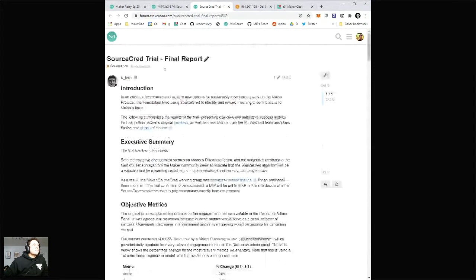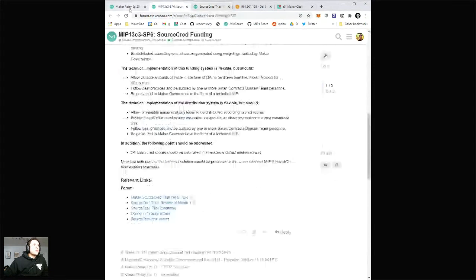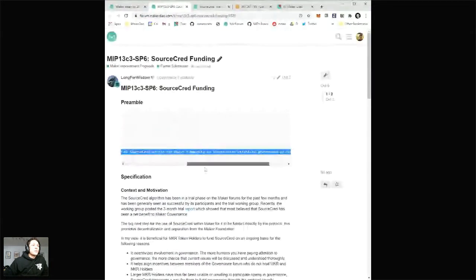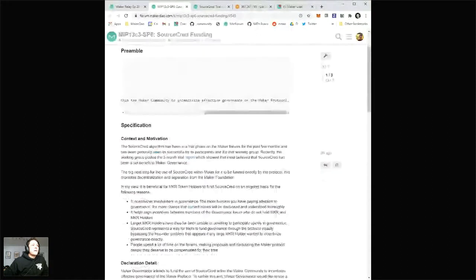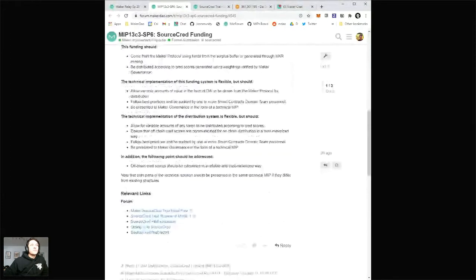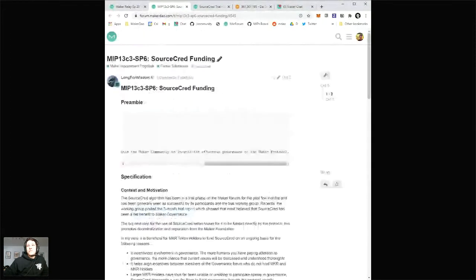And so, yeah, the MIP actually proposes that Maker Governance intends to fund the use of SourceCred within the Maker community to incentivize effective governance. And I highly recommend you check out this MIP, check out the project. It's really, really fascinating stuff. SourceCred definitely rocks.